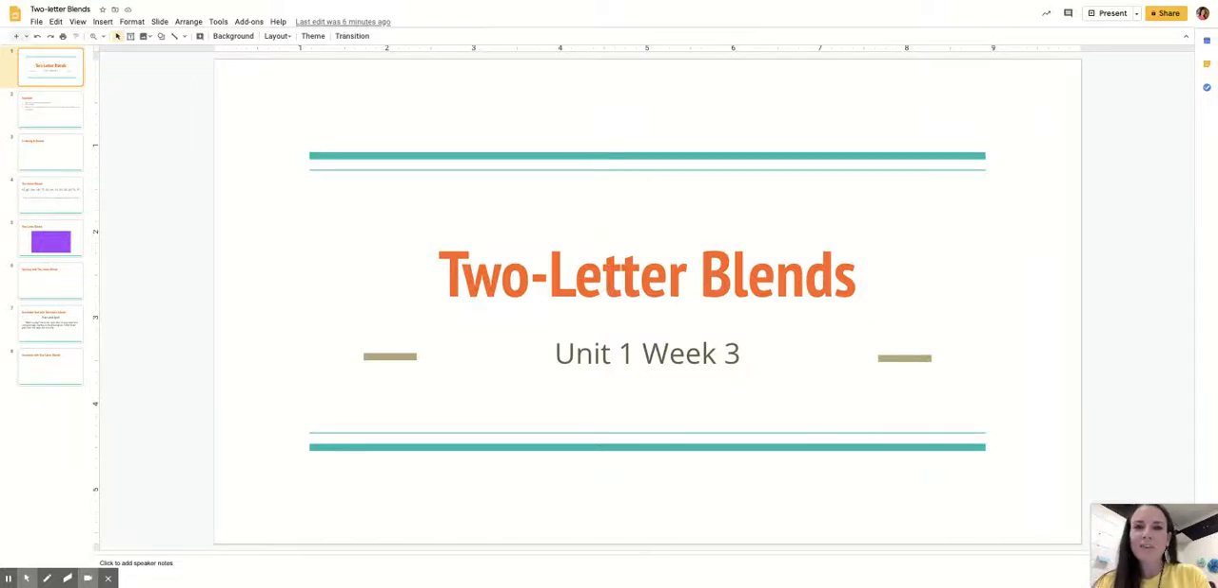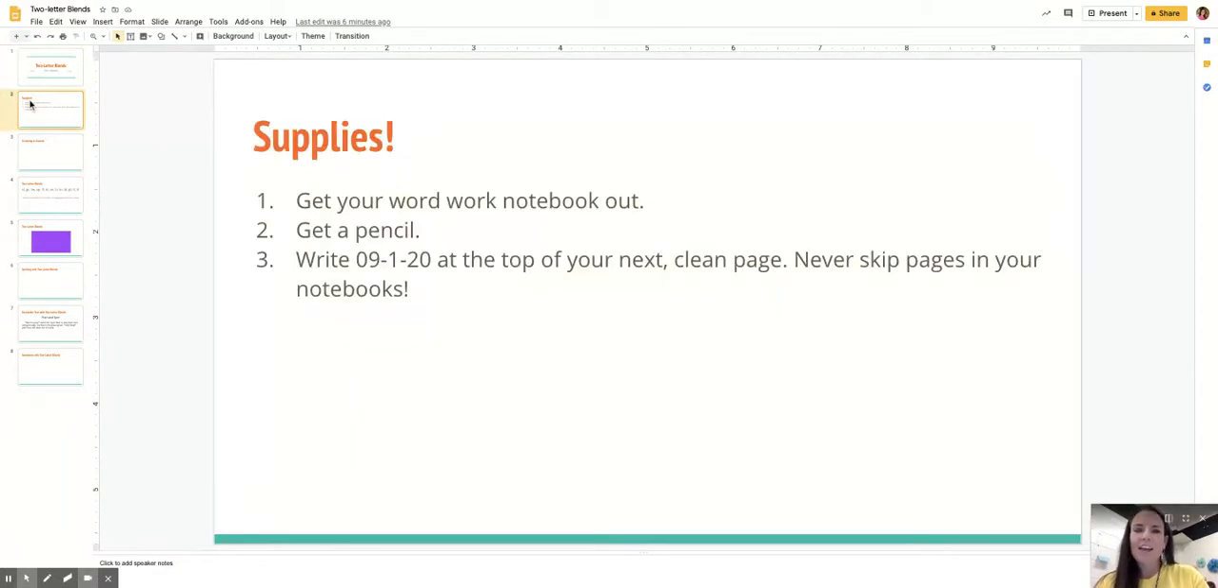Hey everyone, we are going to get started with the two-letter blends phonics lesson today. So let's get started. You are going to need some supplies: the word work notebook you have and a pencil. Once you get your word work notebook and your pencil, open your notebook, pencil up, and write today's date at the top, 9-1-20.